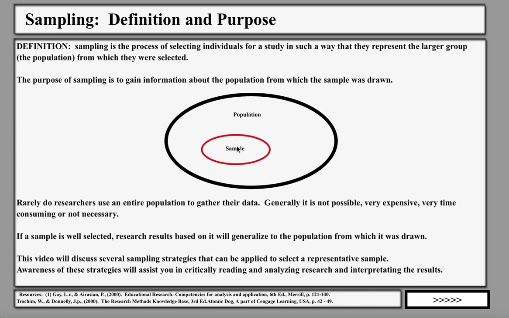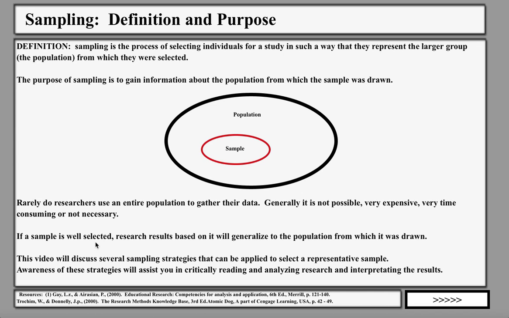information about the population. Rarely do researchers use an entire population to gather their data. Generally, it's not possible. It can be very, very expensive, especially if it's a large population. Very time-consuming. And in many instances, it's not even necessary. You'll see an example in a screen or two where to sample the entire population would not even be necessary. One rare instance where the entire population is attempted to be sampled is in the census. Every 10 years we have a census, and the government attempts to contact everyone in the population.